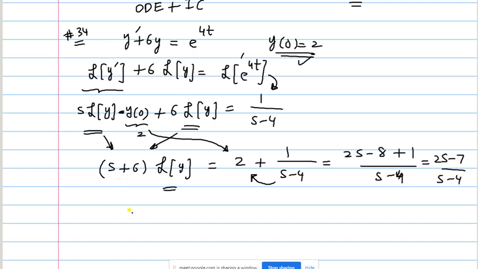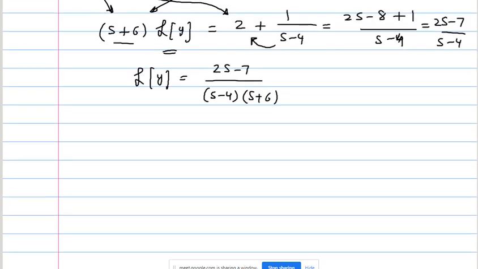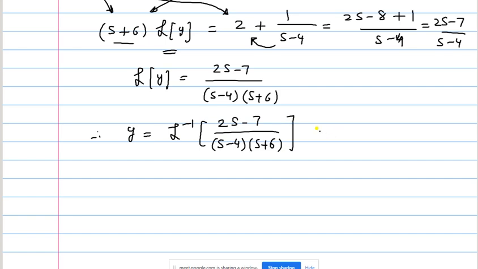Now if you divide by s plus 6, you get Laplace of y is equal to 2s minus 7 divided by s minus 4, and s plus 6 will come from here. Now I have to find the Laplace inverse transform. This is the last step. Y is the Laplace inverse of 2s minus 7 over s minus 4 times s plus 6. This is what you have.